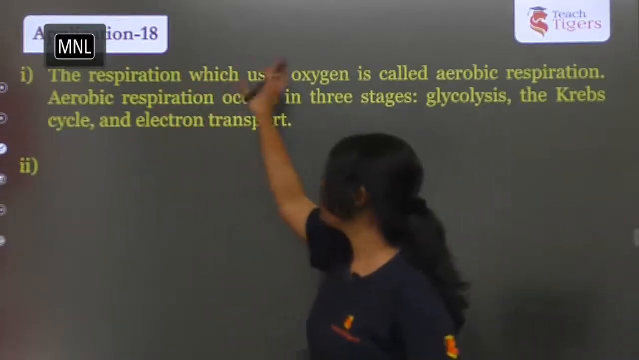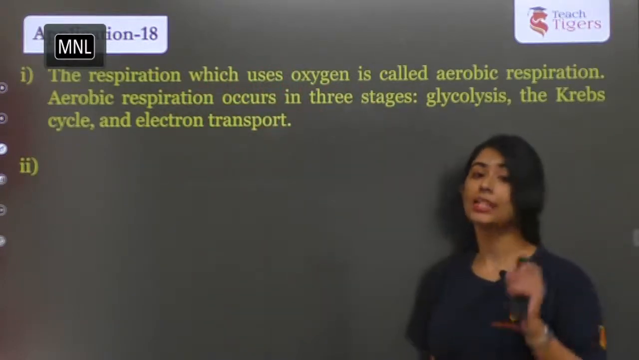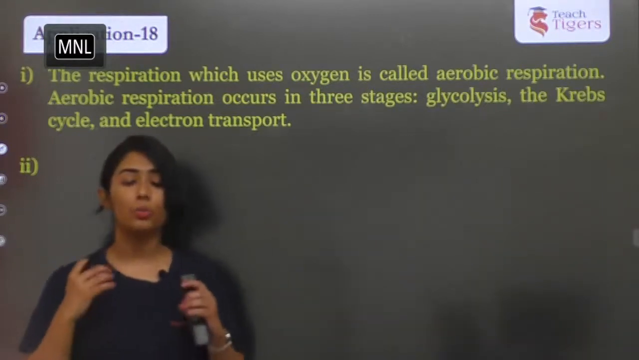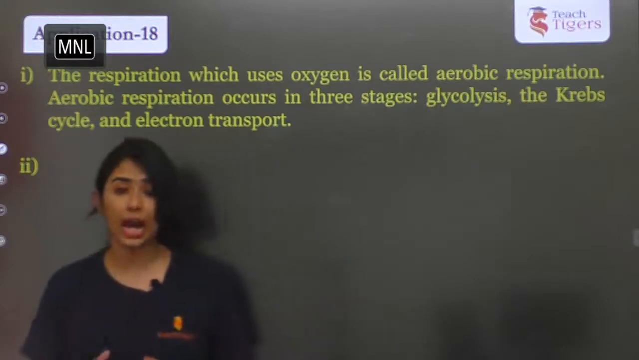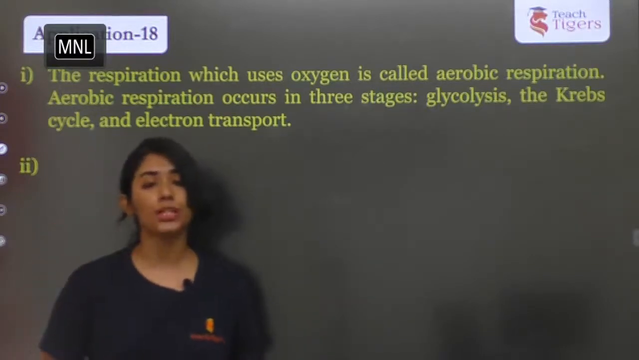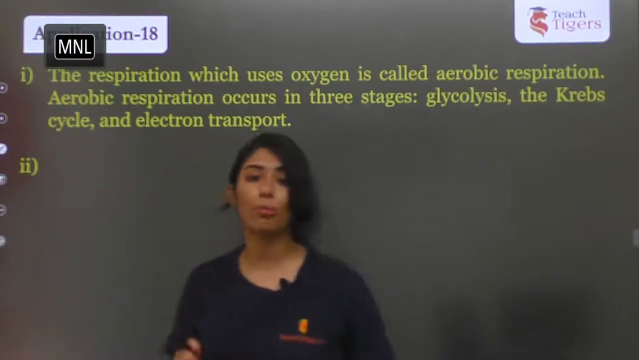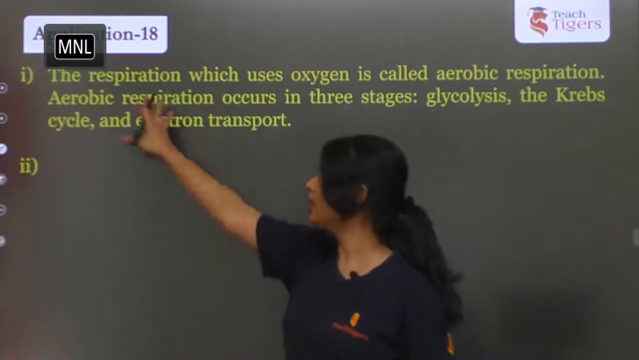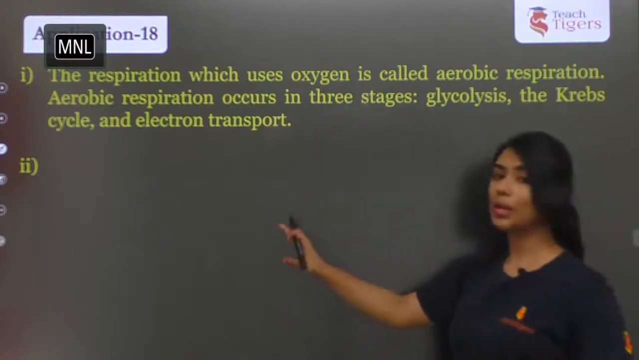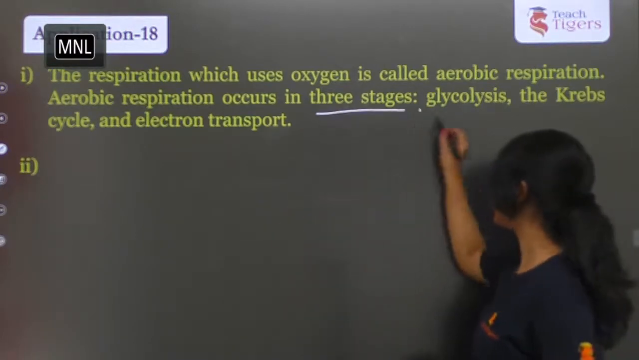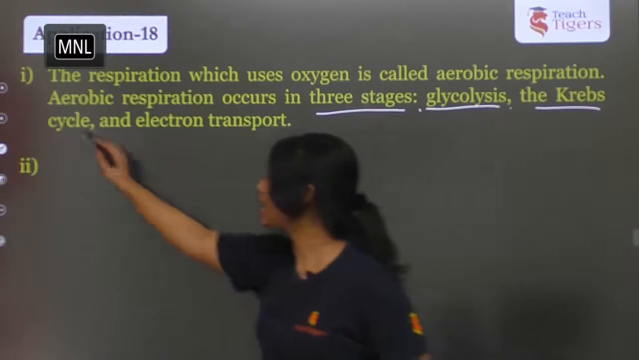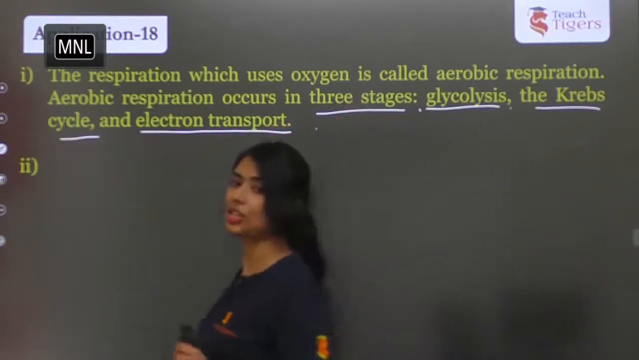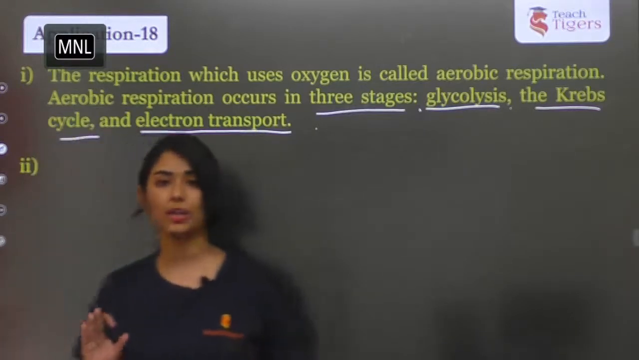The respiration which uses oxygen is known as aerobic respiration. Okay, what does that mean? The respiration during which the glucose will be broken down to release energy in the presence of oxygen is called aerobic respiration. So you just need to write the definition and what are the steps involved in aerobic respiration. Okay, so aerobic respiration happens in 3 stages, that is glycolysis, the Krebs cycle and the electron transport. So remember, these are the 3 stages that take place in aerobic respiration.